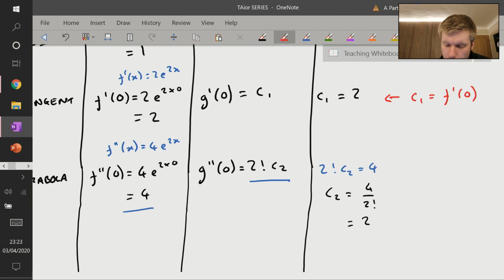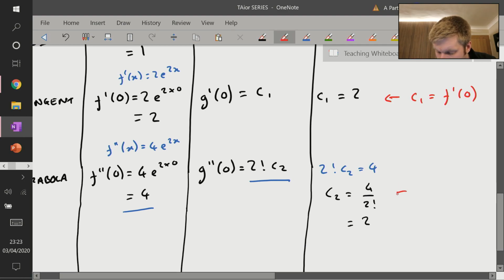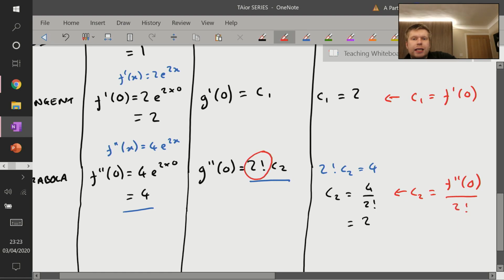Now just to remember where this came from, I said that c2 should be equal to the second derivative of the true function, when I stick in x equals 0, divided by 2 factorial. Remember that 2 factorial came from when I differentiated the approximation of my function. So that's where it comes from.